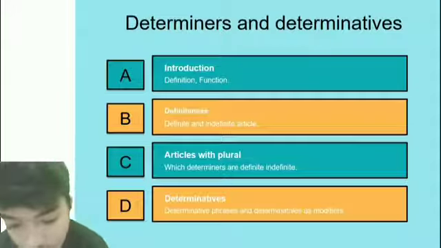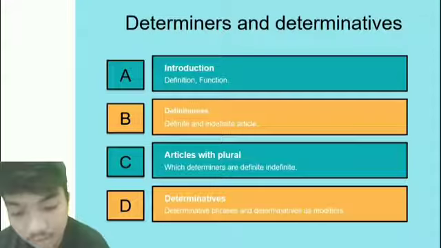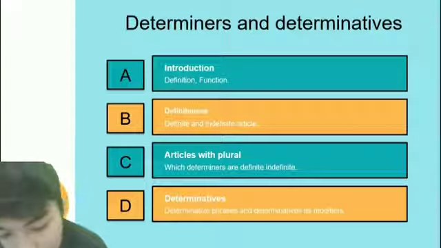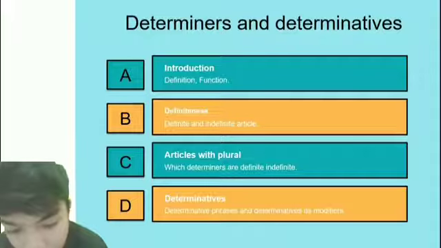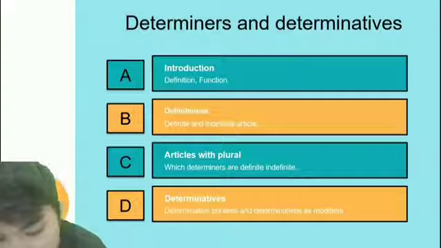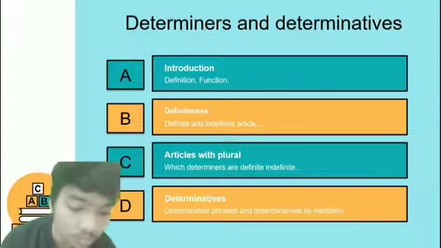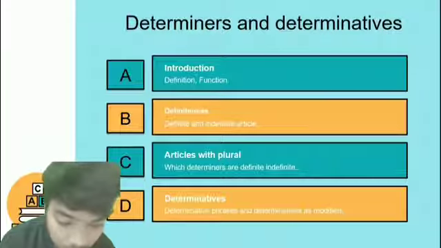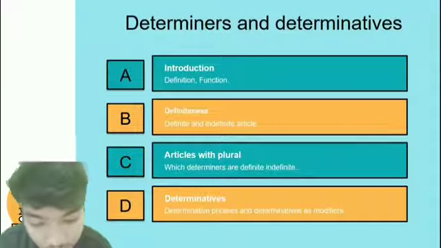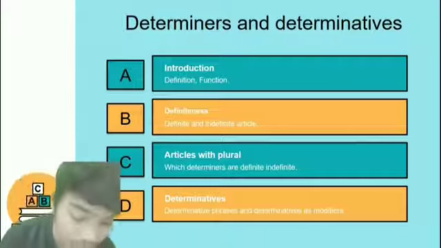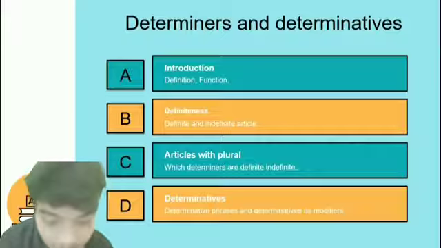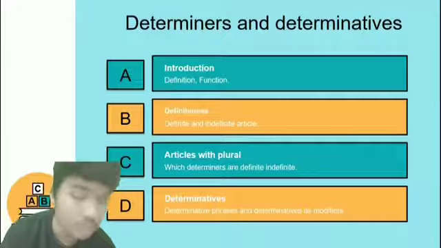There are four things that I will tell you. A is introduction, definition, and function. B is definiteness, definite and indefinite article. C, article with plural, which determiners are definite, indefinite. And the last is determinative: determinative phrase and determinative as modifier.